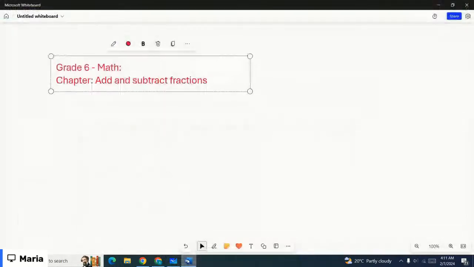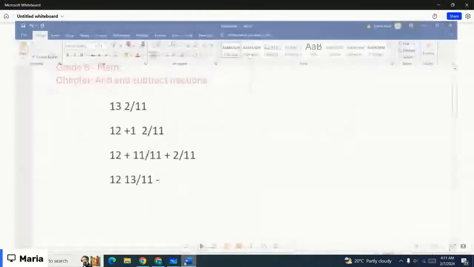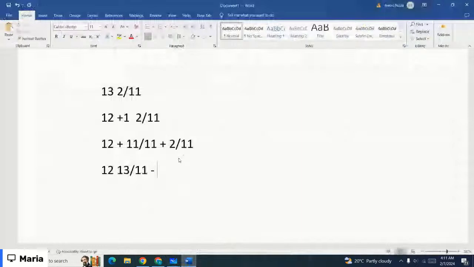9 whole 5 over 11. So 12 minus 9 is 3. Subtract the whole number first, then 13 minus 5 is 8. That is 3 whole 8 over 11.